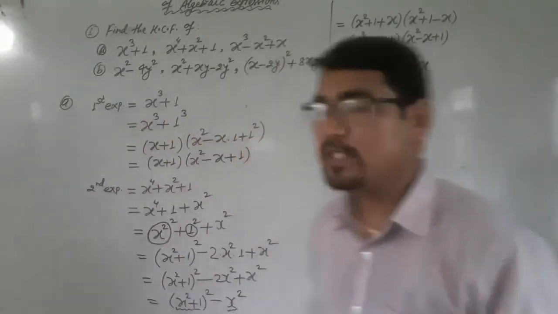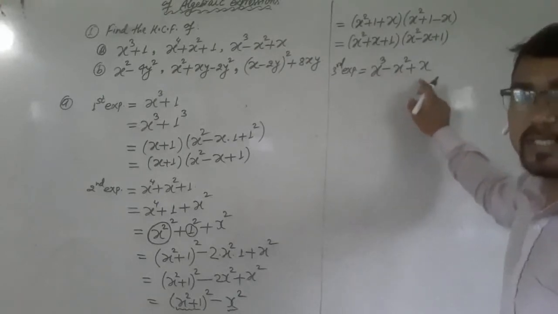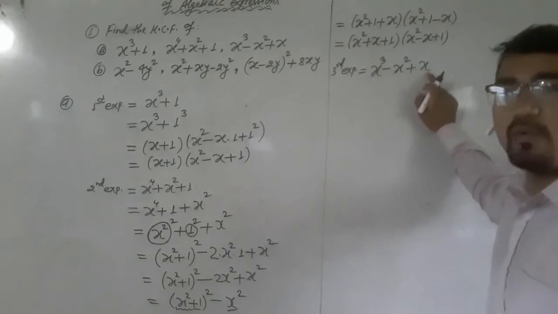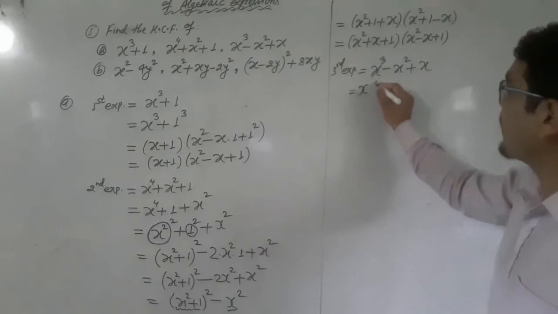So for this third expression, what can we do? Can you tell me? x cube minus x square plus x. Here x is present in every term. That means we can take x common here. So let's take x common and put a bracket.